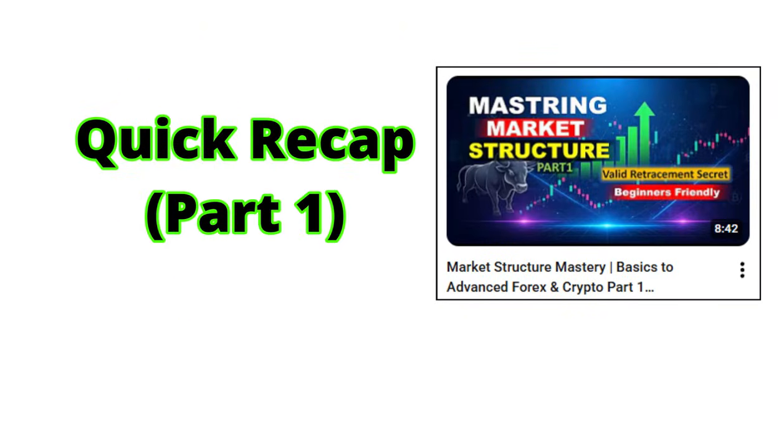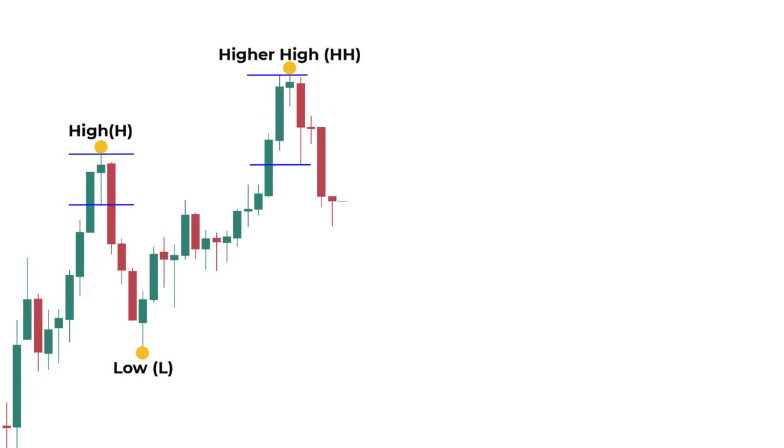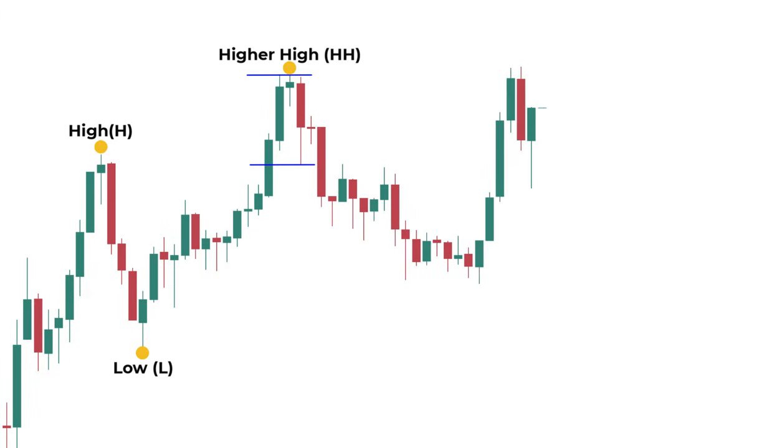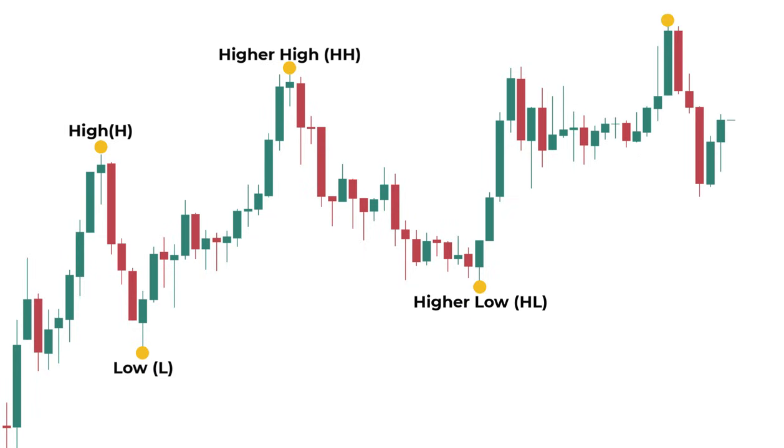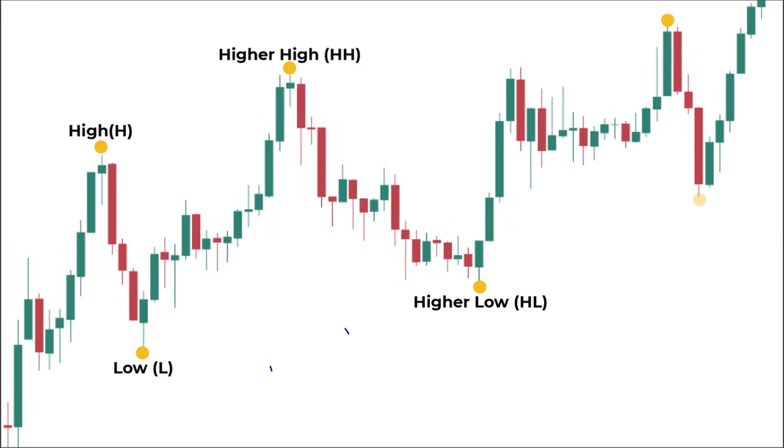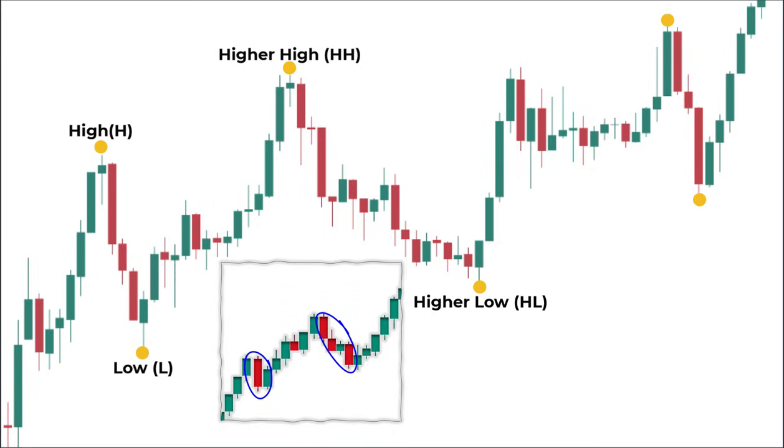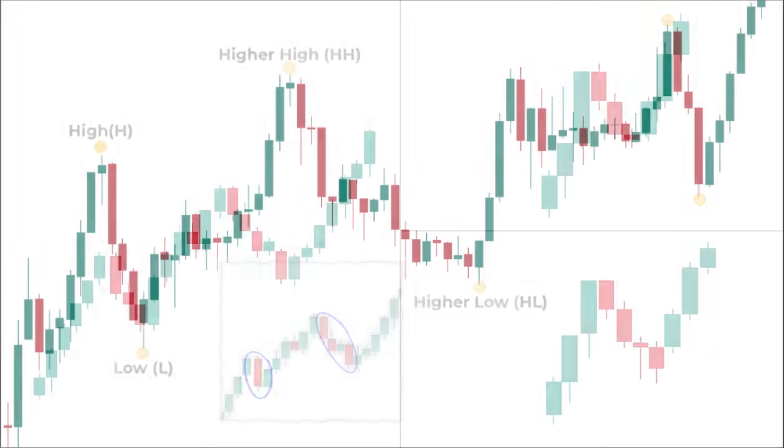All right, quick recap from part 1. Video link is in the description. In the previous video, we learned that the market does not move randomly. It moves in a structure, wave by wave. In an uptrend or bullish move, the market creates higher highs and higher lows. And we studied the rule for a valid retracement. At least one bearish candle must close its body below the lowest wick of the previous bullish candle. Only then we call it a valid pullback, a structure point.